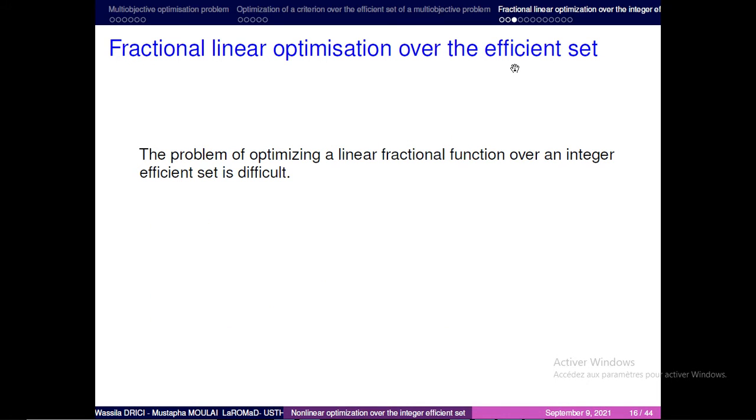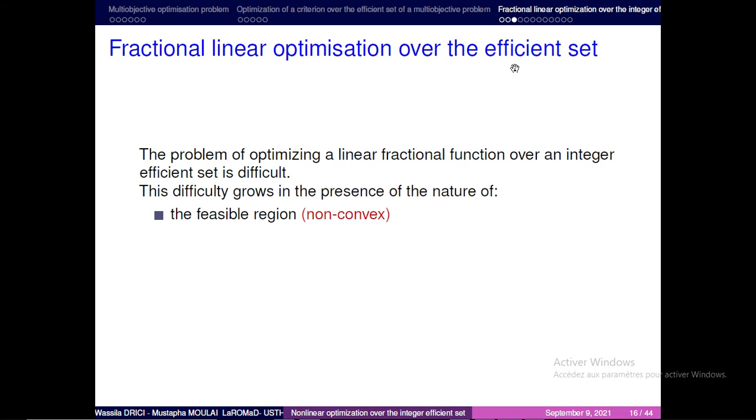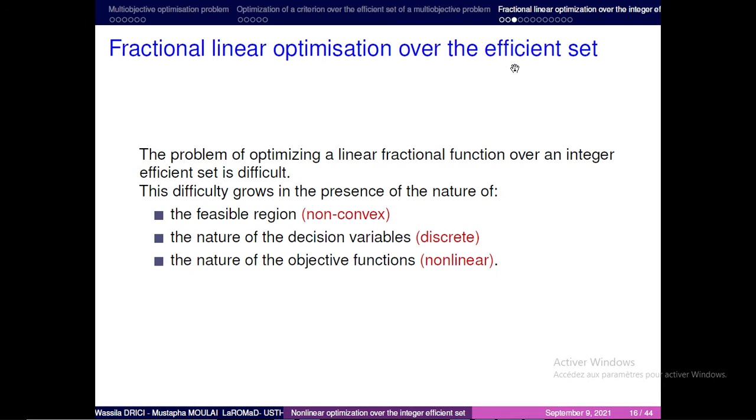This problem is in principle very difficult to solve. This is mainly due to the non-convexity of its achievable set and the nature of decision variables, which are integer. Add to that the implicit form of the main criterion, which is non-linear.